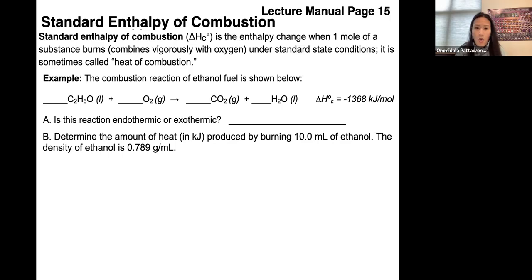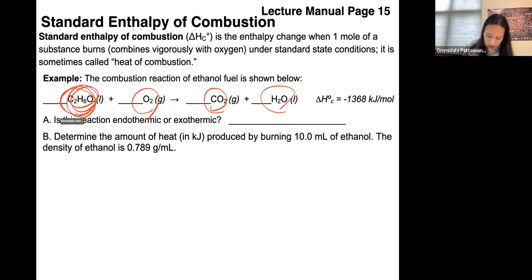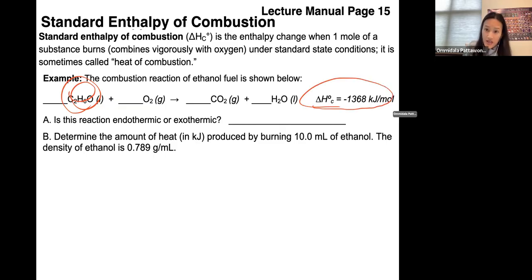So what do I mean by that? For example, if you have ethanol, this is the ethanol molecule. If it's combusted with oxygen, it's going to produce carbon dioxide and water. If you combust 1 mole of this together with oxygen, the amount of heat involved at the standard state is the standard enthalpy of combustion, and it comes out to be this value right here for this reaction.